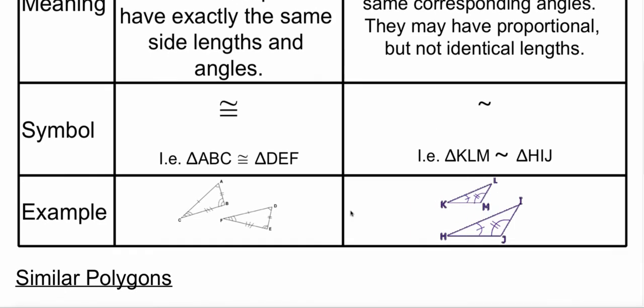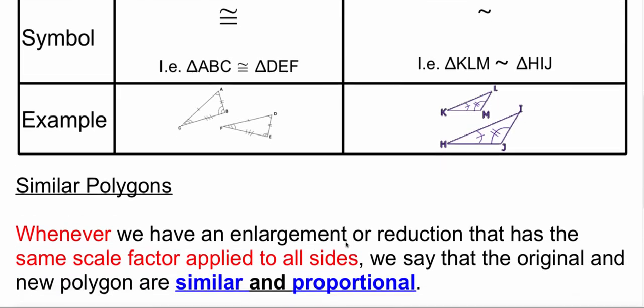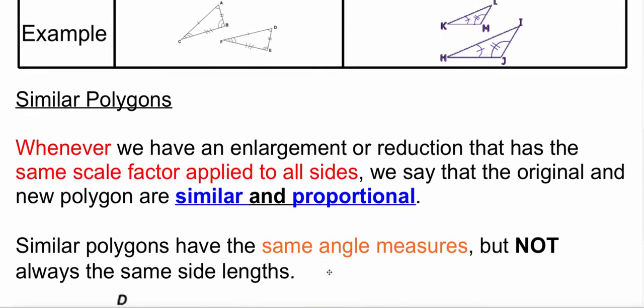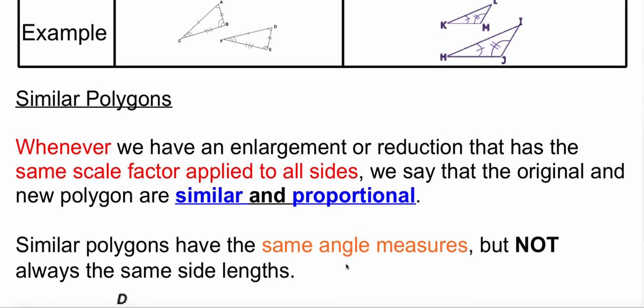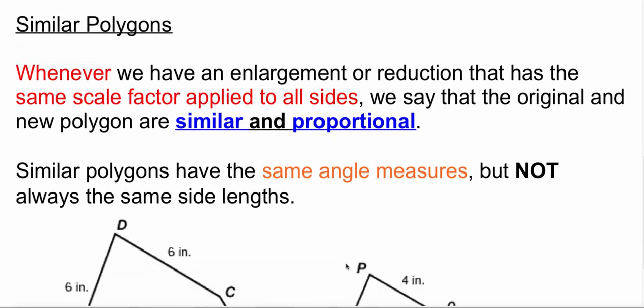So what this last example showed us is that a similar polygon is whenever we have an enlargement or reduction that has the same scale factor applied to all sides. We say that the original and new polygon are similar and proportional. So every side must be proportional to its corresponding side. Similar polygons have the same angle measurements, but the key thing here is they do not always have the same side lengths, although the side lengths must be proportional.